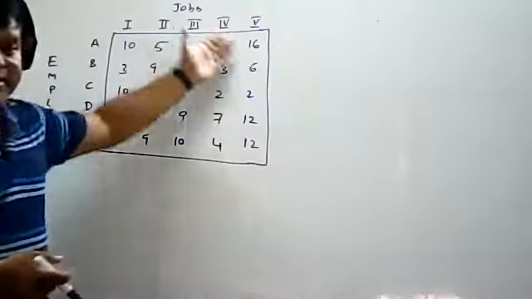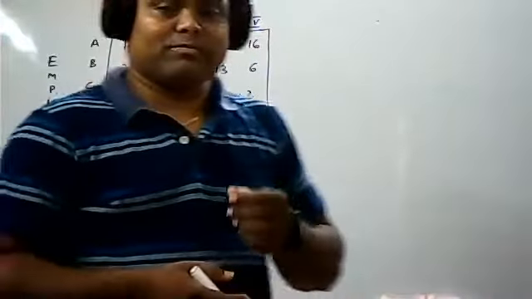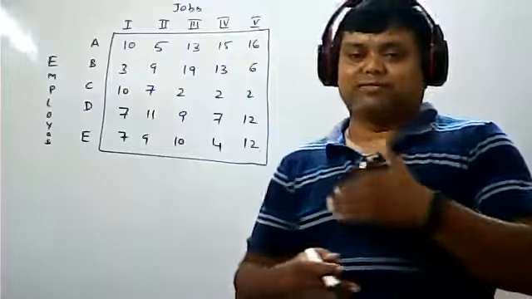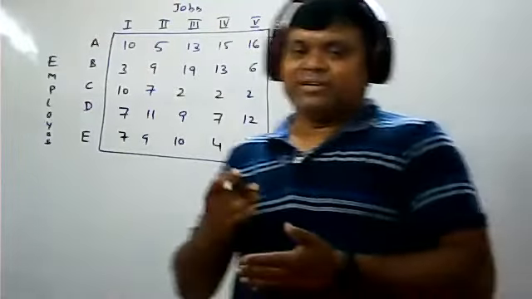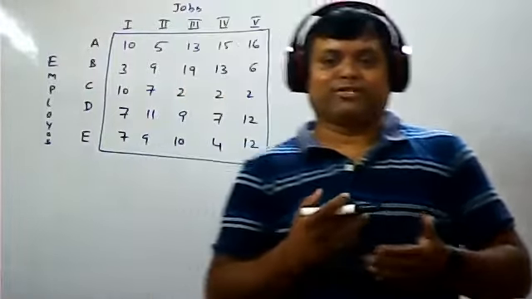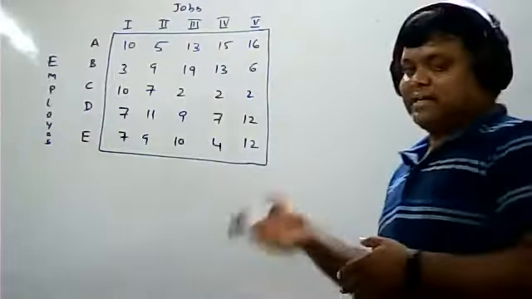If the number of rows is equivalent to the number of columns, it is called a balanced assignment problem. If the number of rows is not equivalent to the number of columns, it is called an unbalanced assignment problem. Whenever an unbalanced assignment problem is given, first you have to make it balanced and then apply the Hungarian method. We'll see that model later.